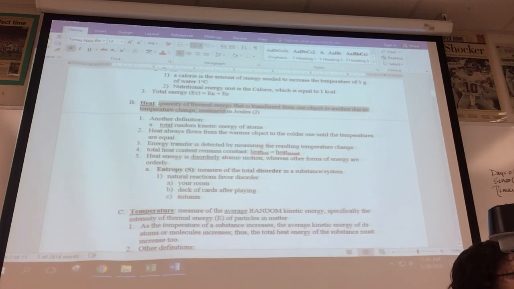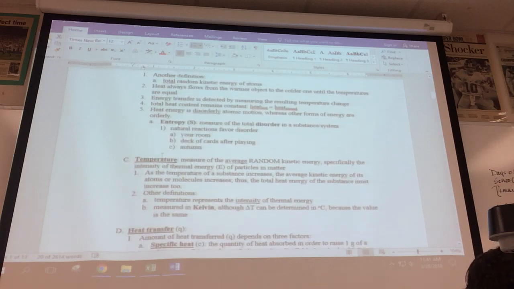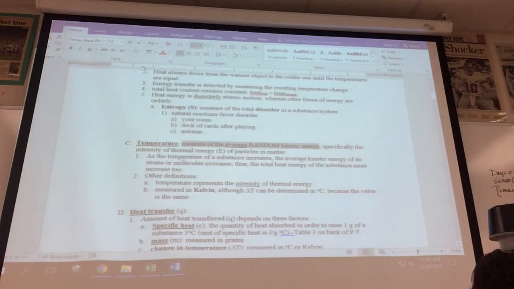Heat: the quantity of thermal energy that's transferred from one object to another due to a change in temperature. These terms you will need to know. I've made a crossword puzzle for you in your classwork, and that will help you learn these very simple terms. Temperature is a measure of the average random kinetic energy, not the total, but the average random kinetic energy. You'll see as temperature increases, average kinetic energy increases as well.